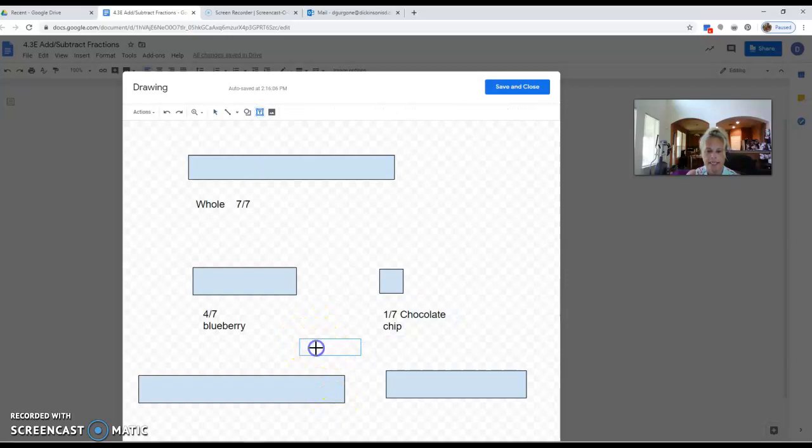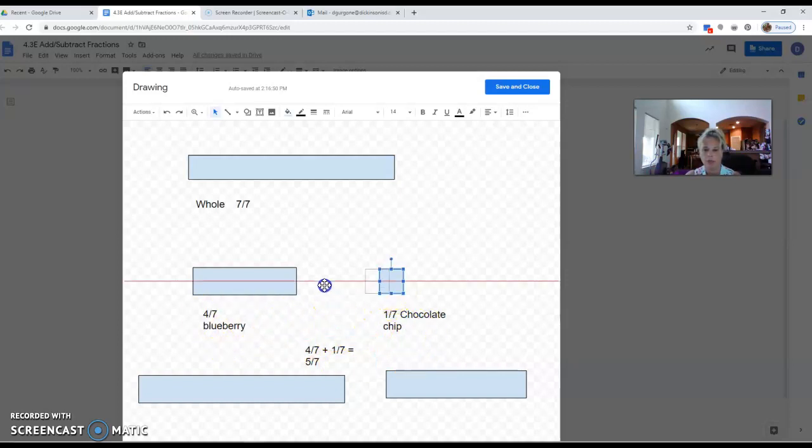If we add together, and you can be writing this at home with me, 4/7 plus 1/7 equals, well, 4/7 plus 1/7. When we add fractions, we must remember that the denominator stays the same, and we just add the numerators. So if we add 4 plus 1, that's 5, and we keep the denominator the same, which is 7. So 5/7 is the total amount of waffles that are blueberry and chocolate chip.